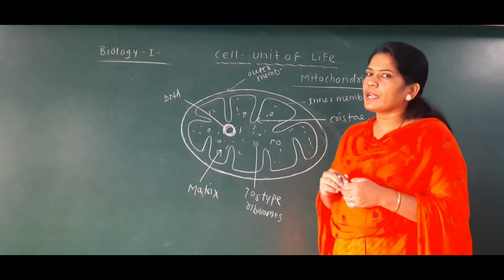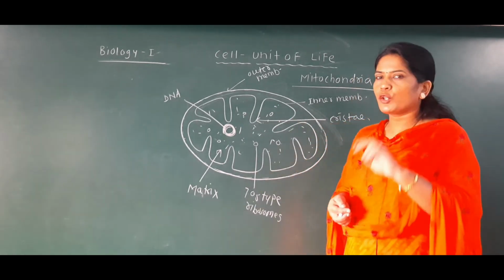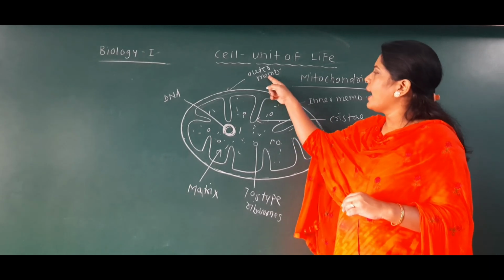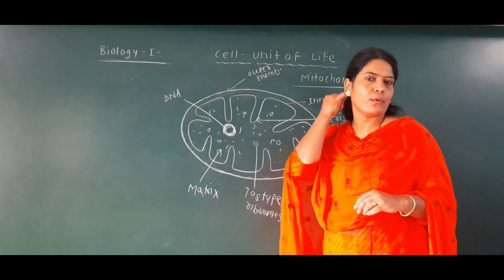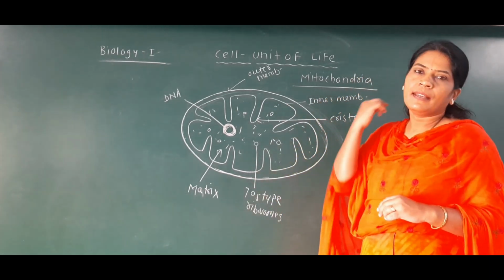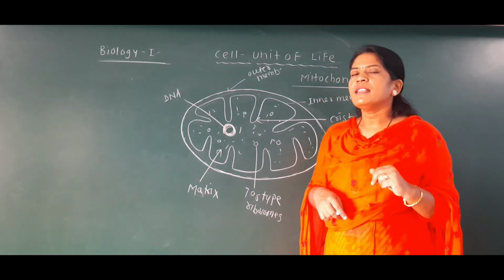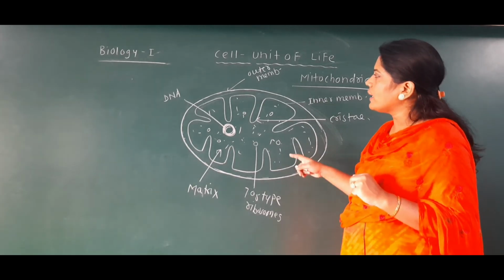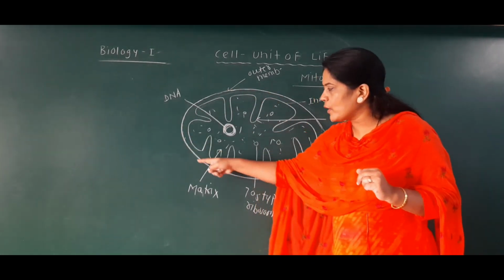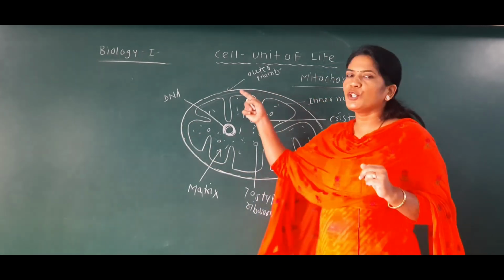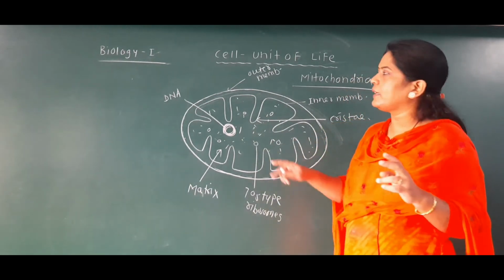The first cell organelle we are going to discuss that has two membranes, an outer membrane and an inner membrane, is the mitochondria. Mitochondria is a double membrane structure, whereas the previous cell organelles we have studied were single membrane structures. The outer membrane of the mitochondria is continuous and uninterrupted. It is circular in outline.